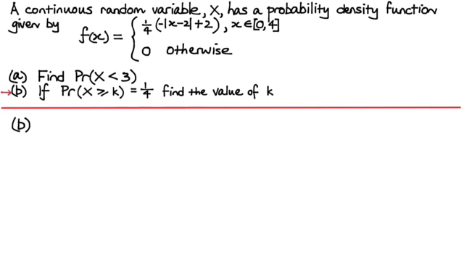Alright, let's do part B. Now, we're trying to find the value of k if the probability that x is greater than or equal to k comes out at a quarter.